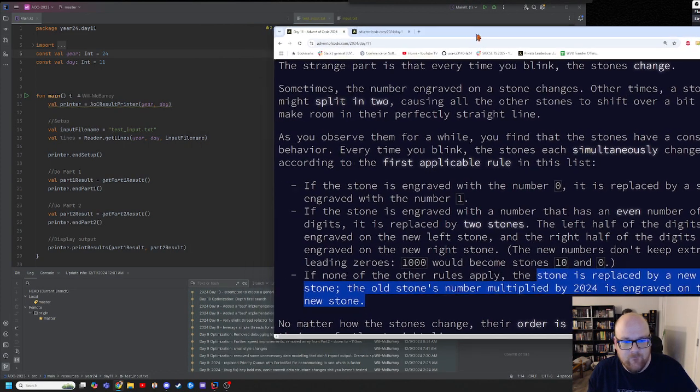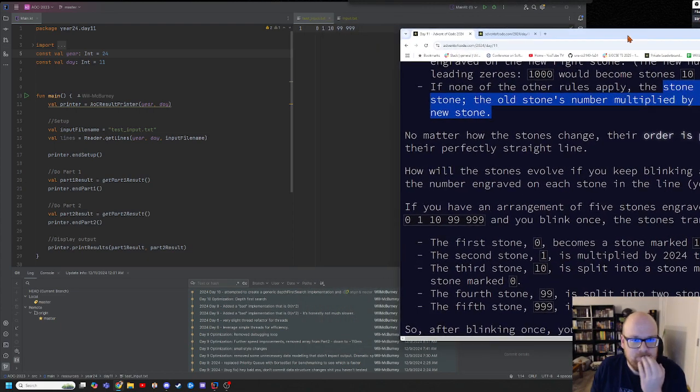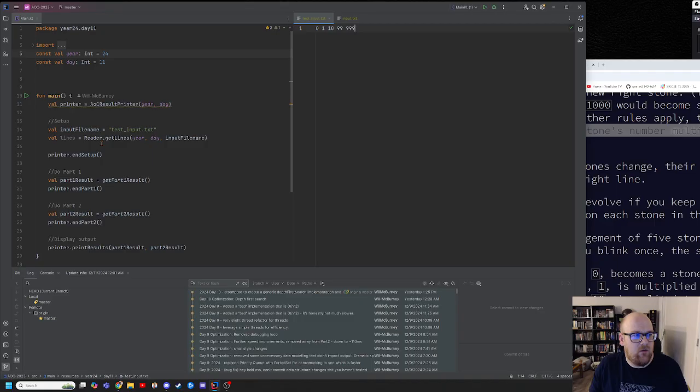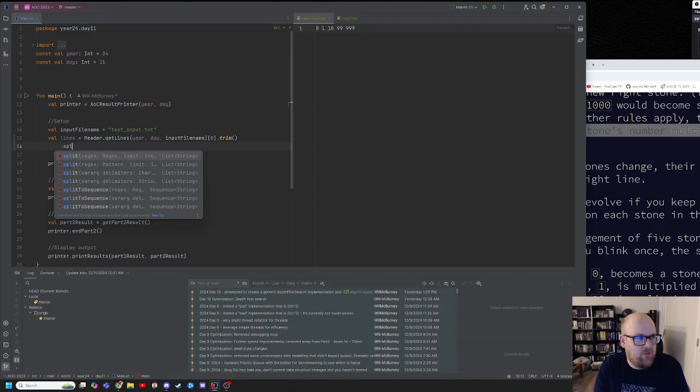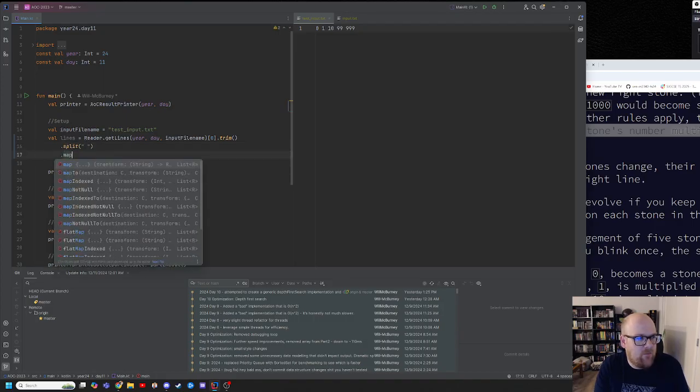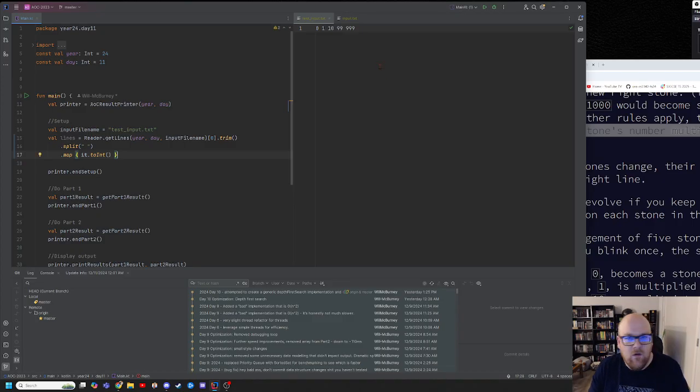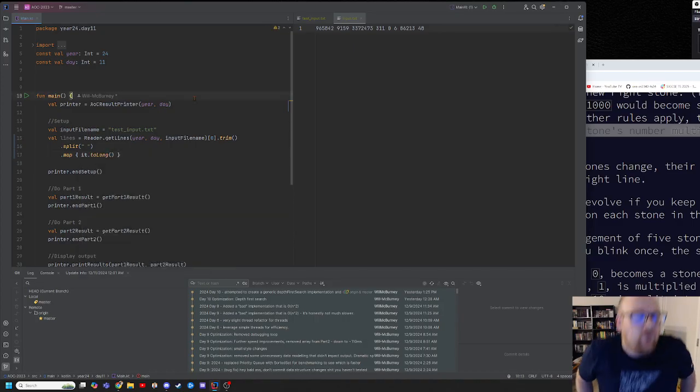All right. So input's easy enough to read. It's actually just dot trim dot split dot map it to int. These inputs are all ints. I'm going to switch them to long because I can just tell that that is coming. I'm just going to represent them as long. Okay. And these are my stones.